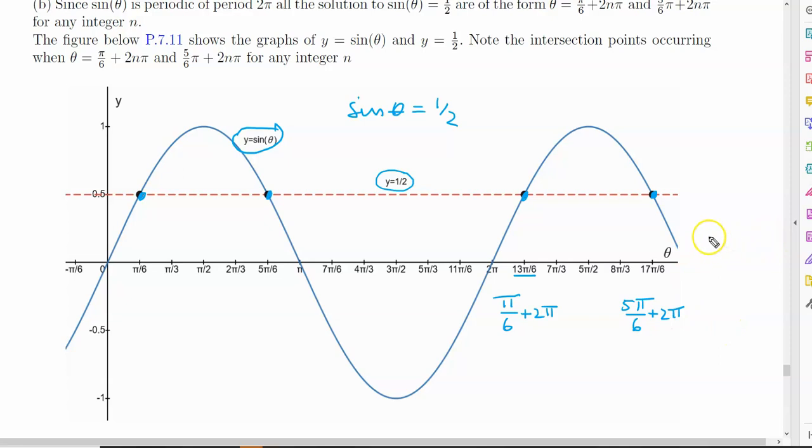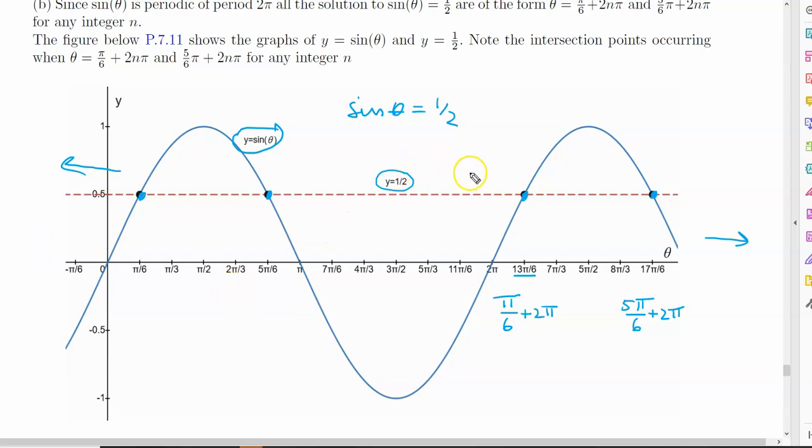And then we can't see it, but off to the right, if we were to look at theta when theta is pi over 6 plus 4 pi, that would also be an intersection point over here to the right. And if we were to look at 5 pi over 6 plus 4 pi, that would be another intersection point. And also going backwards, we have other intersection points back here, like pi over 6 minus 2 pi, pi over 6 minus 4 pi, and so on.